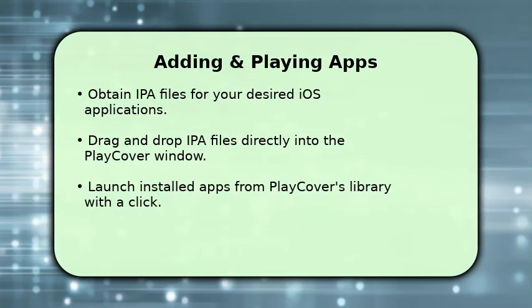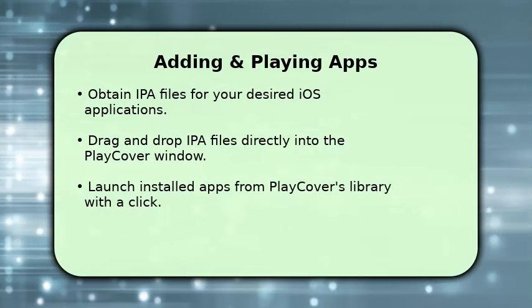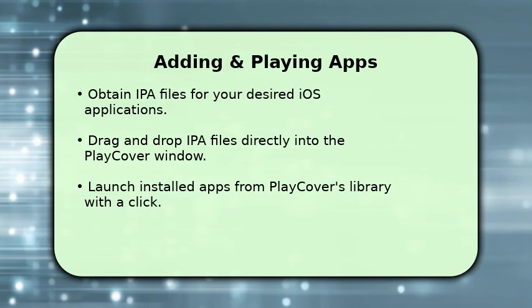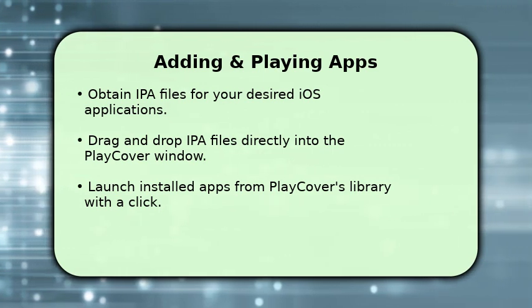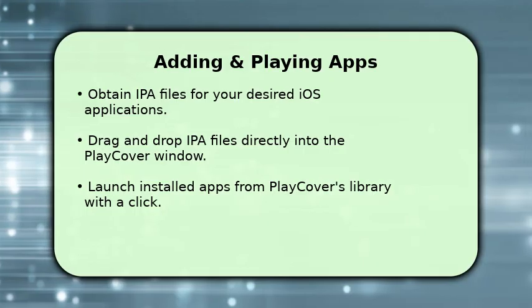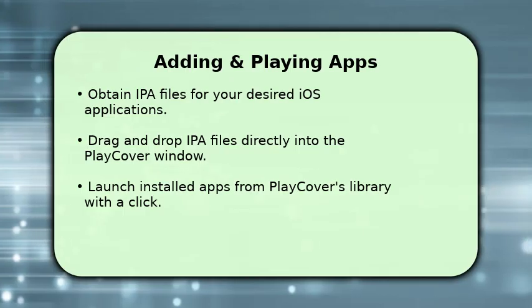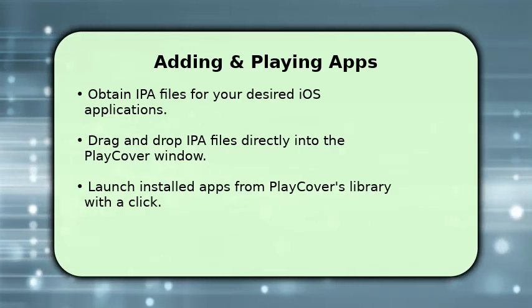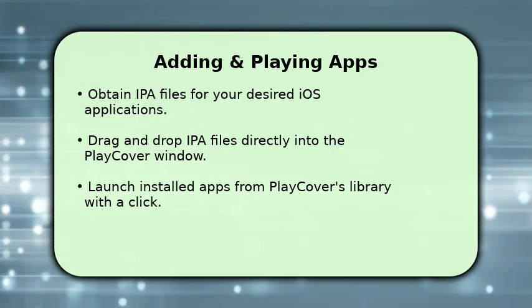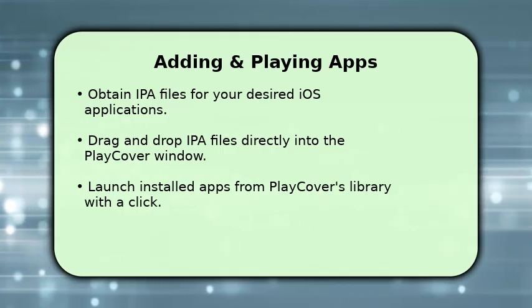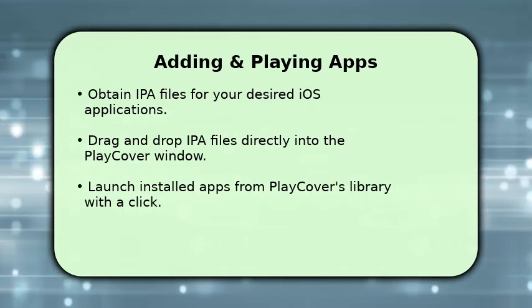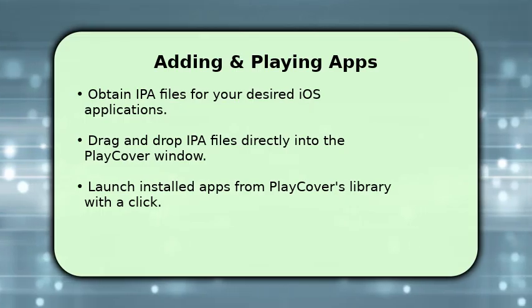To add apps, you'll need their IPA files. These are the installation packages for iOS applications. Once you have an IPA file, simply drag and drop it into the PlayCover window. PlayCover will then install the app for you. After installation, your new app will appear in PlayCover's library, ready to be launched with a simple click. Enjoy playing your favorite mobile games and using apps right on your Mac.